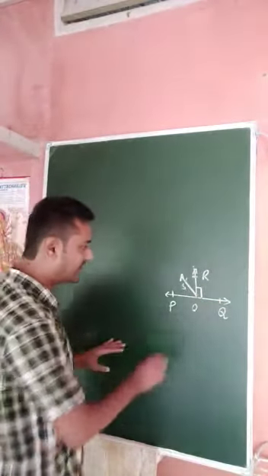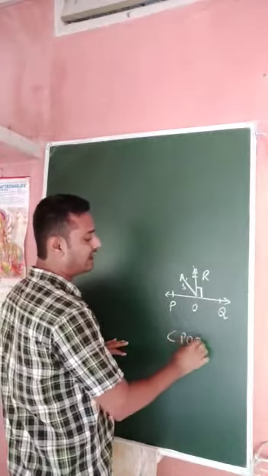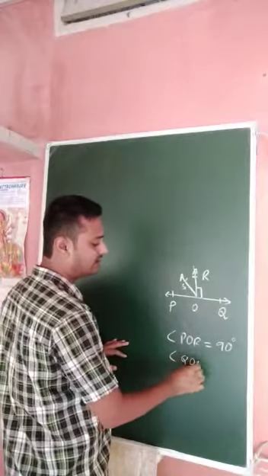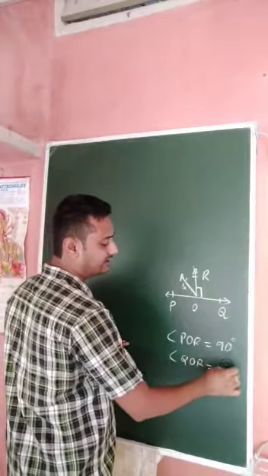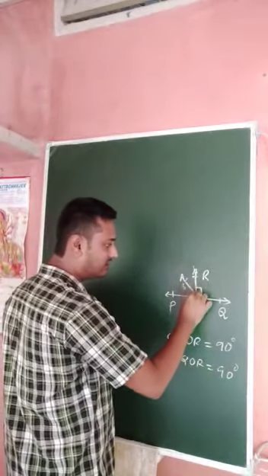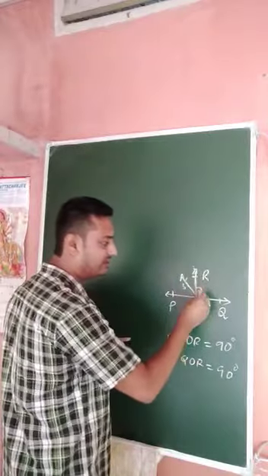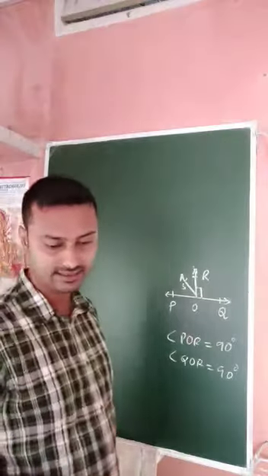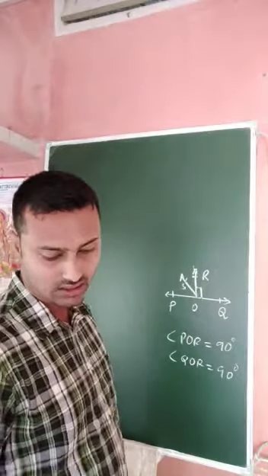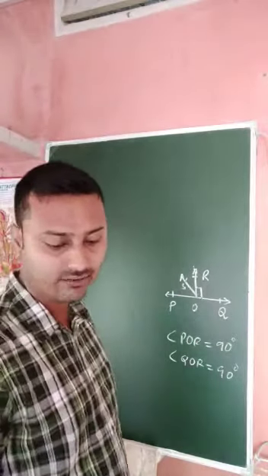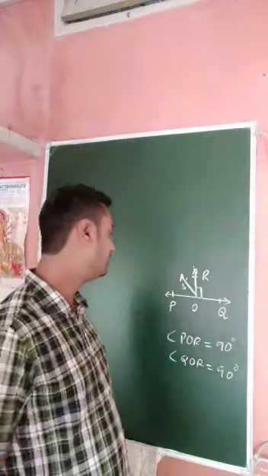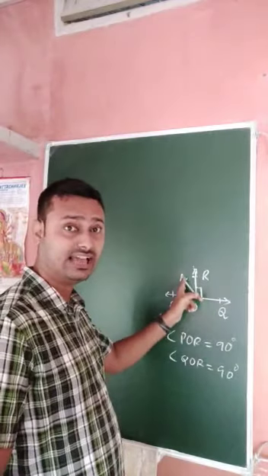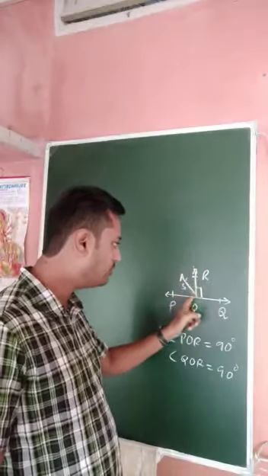That means you know that angle POR must be equal to 90 degree and angle QOR must be equal to 90 degree because this line is perpendicular on this line. Perpendicular means the angle formed must be a 90 degree angle. Okay. The next thing is, OS is another ray lying between rays OP and OR. This one is OS, which is lying in between the rays OR and OP.